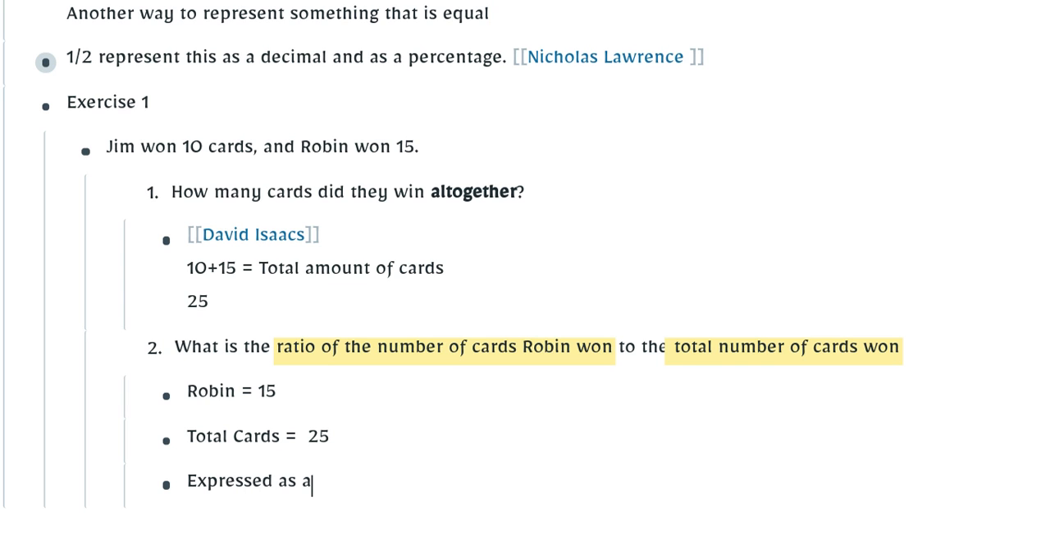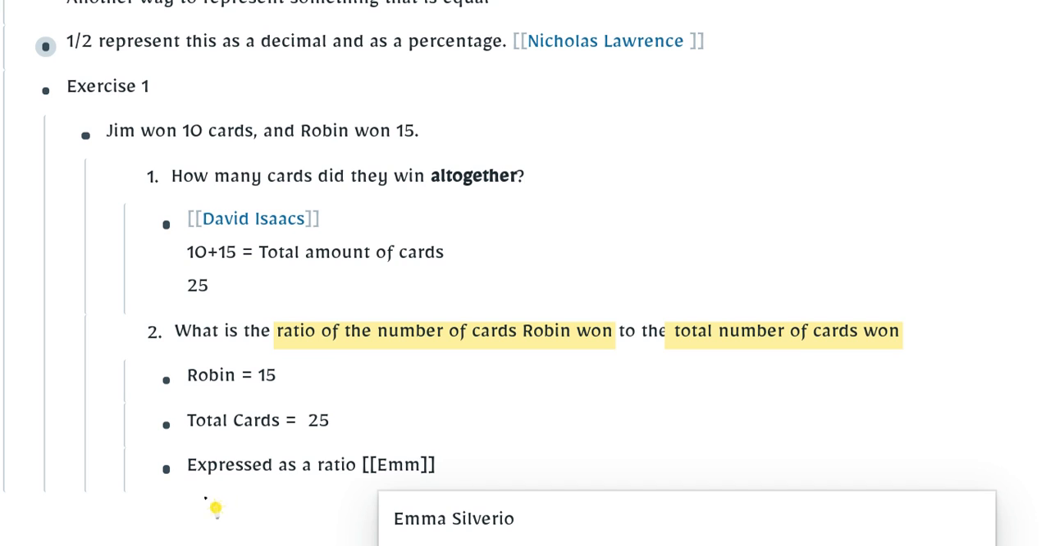Now express that as a ratio for me. The person doing it is Emma. Let's put your name, Emma. There we go. So express that as a ratio. You have something to something. How would you put those two values together?